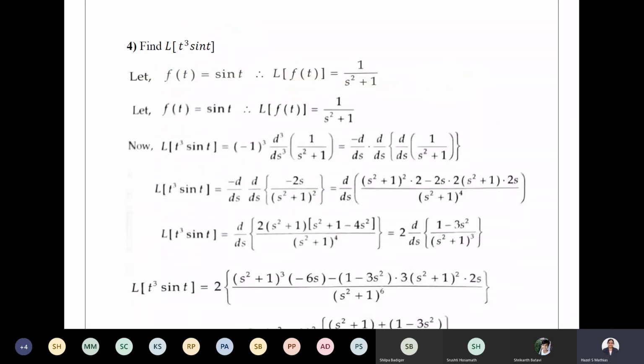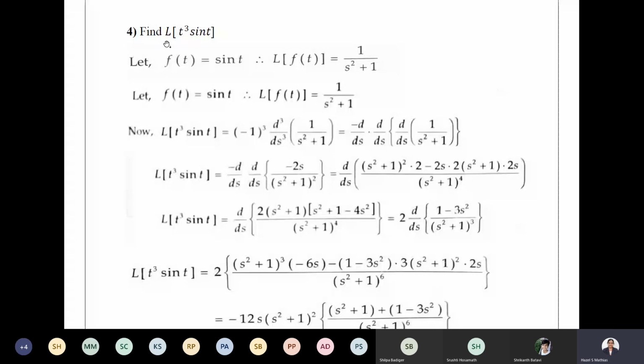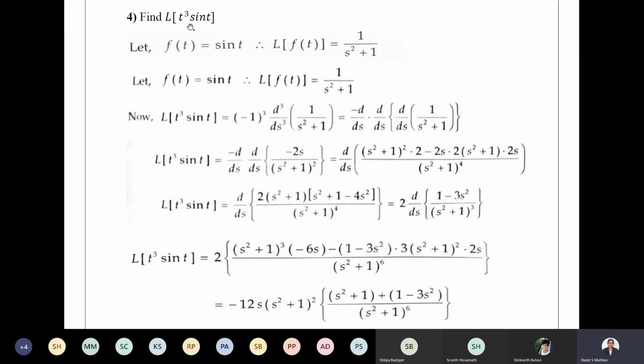Fourth question. We have to find the Laplace transform of t cube sin t. So first what we do, find the Laplace transform of sin t. Laplace transform of sin t is, here a is 1, so you will get 1 divided by s square plus 1 square. Okay, so Laplace transform of f of t is 1 by s square plus 1. Then t cube. So power of t is 3. So it will become minus 1 power 3 d cube by ds cube of 1 divided by s square plus 1.